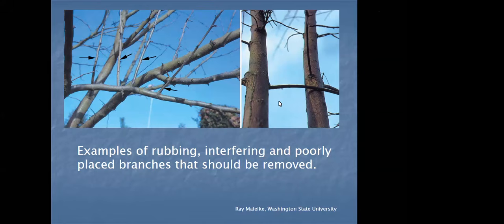Here's another example over here where you can take that branch out so that you don't have that rubbing action going on. That's just going to create problems for the tree.